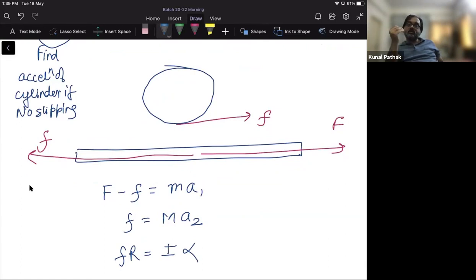Now the thing is the constraint. If you can figure out the constraint, and I'll give you a hint on that as well, the constraint is simply that the net acceleration of this point must be the same as acceleration of this point. Now using these hints, try to solve.